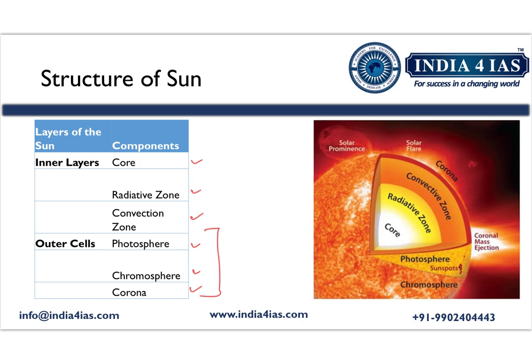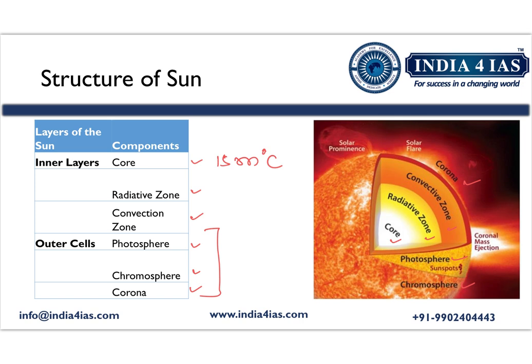So the core is the central part of the sun. Then core is surrounded by radiative zone. Then radiative zone is surrounded by convective zone. So these are the inner layers of the sun. Then surrounding the inner layers we have photosphere, chromosphere and then corona. Core is the innermost layer of the sun and temperature at the core is 15 million degrees Celsius. It functions as the energy powerhouse and it generates all the radiant energy that sun emits.